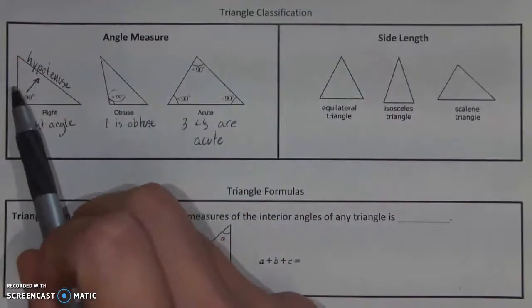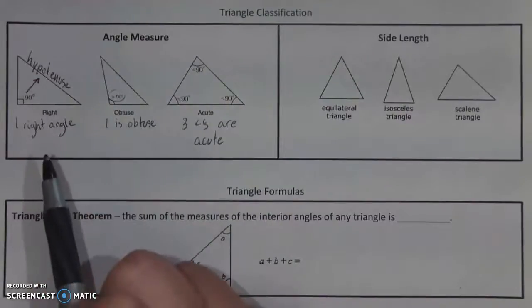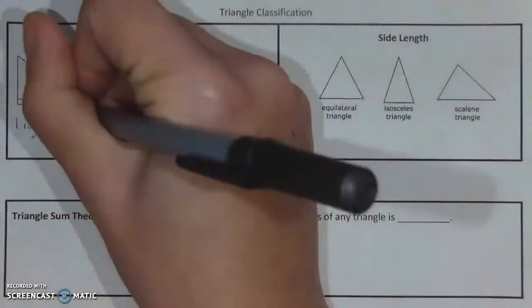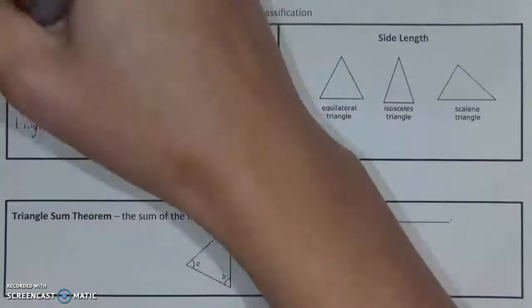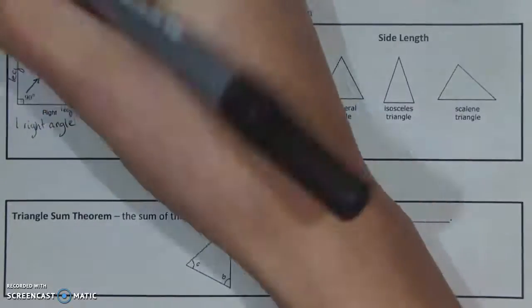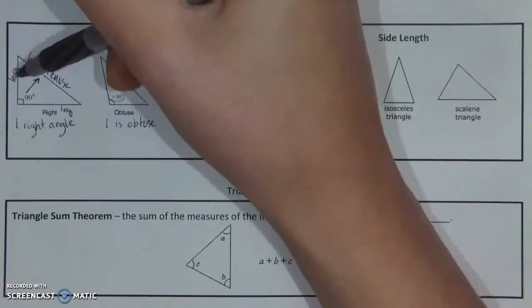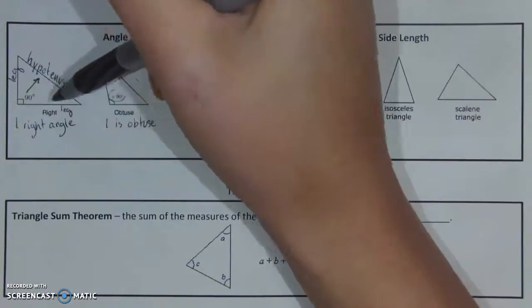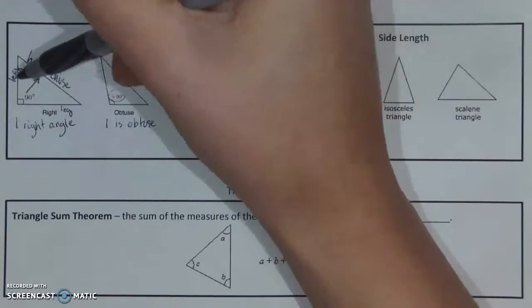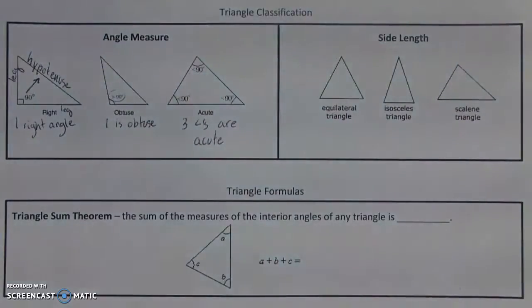Now the other two sides give us our final term for the right triangle, and that is leg. A leg of a right triangle is just one of the sides that's not the hypotenuse. In other words, it's one of the sides that forms that 90-degree angle. So don't forget those terms as well.